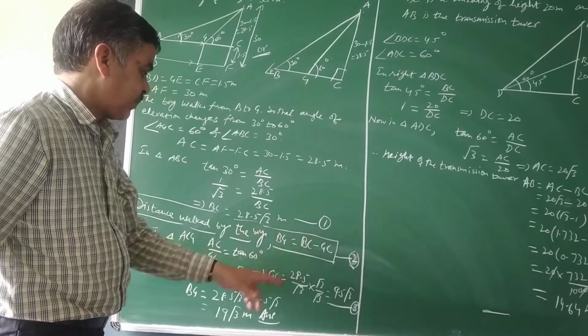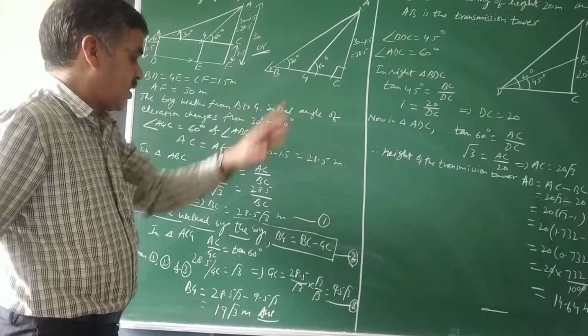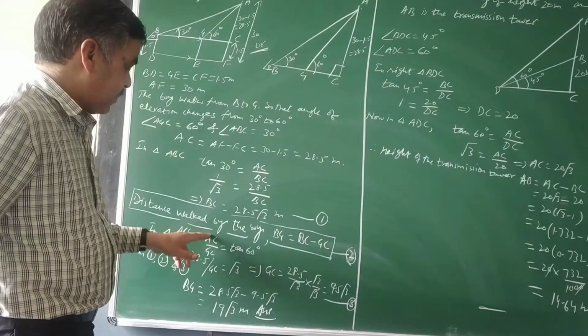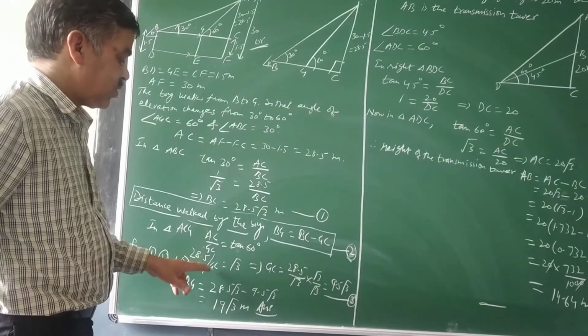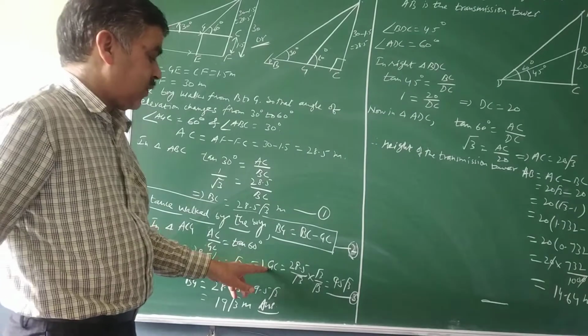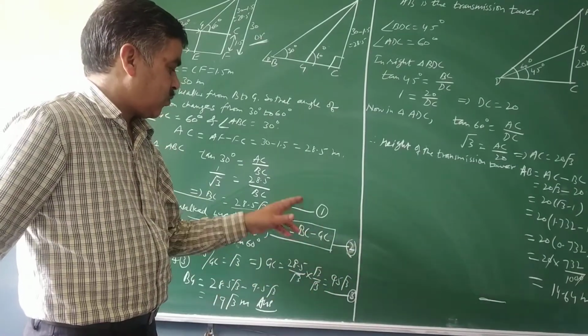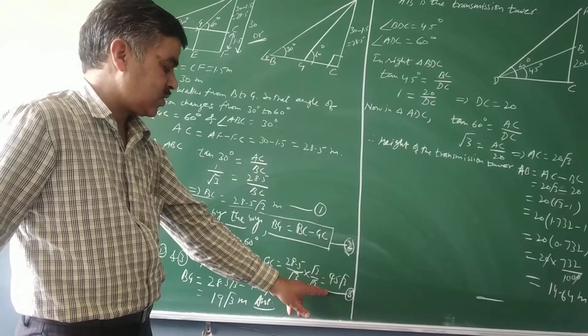To get GC, now I will take another triangle AGC, in which the angles are given, and again I will apply perpendicular upon base is equal to tangent 60. AC is given, GC I need to calculate. So you will be reaching somewhere at 9.5 into root 3. So 1 is there, 2 is the second result, and third is this result GC.